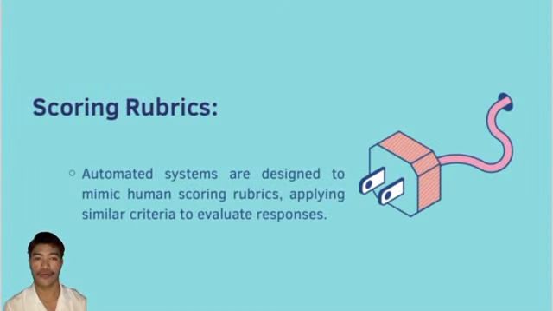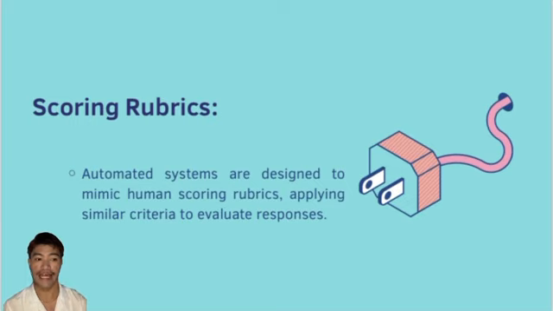Fourth, we have scoring rubrics. Automated systems are designed to mimic human scoring rubrics, applying similar criteria to evaluate responses. Rubrics can be customized for different types of assessment, for example essays, short answers, or spoken language.